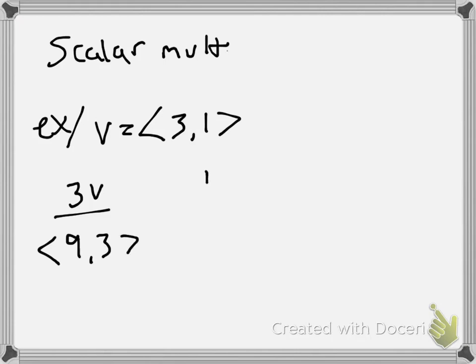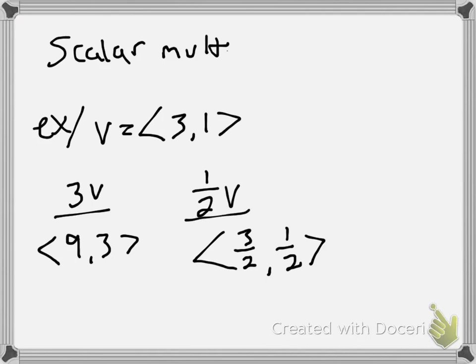Or if you want to do half of v, half of 3 is 3 over 2 or 1.5. I don't care how you write it. Same thing, half of 1 is 1/2 or 0.5, however you want to write it. And if you were to take a negative sign, all you do is take the negative sign, so it would be negative 3, negative 1. So don't overcomplicate scalar multiplication, it just means that you're multiplying each part.